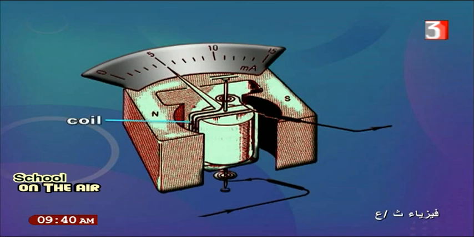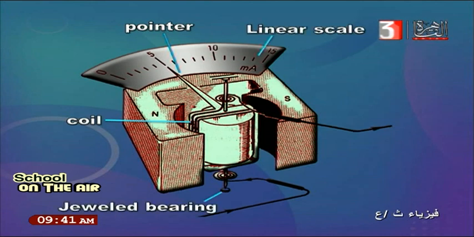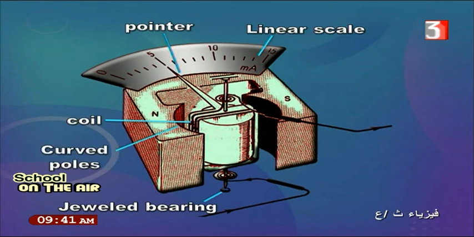In front of you, it consists of a coil that's wound around, and of course we've got a pointer attached to the coil that moves on a linear scale. Linear scale means it is equally divided. And the coil pivots on jewel bearings and hangs between two curved poles produced by a permanent magnet. This is the construction of the moving coil galvanometer.